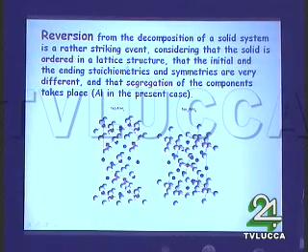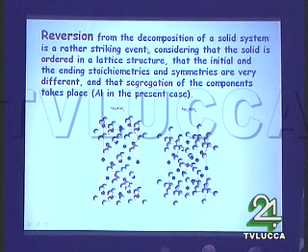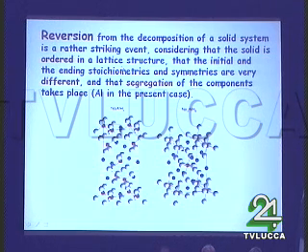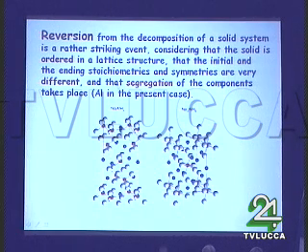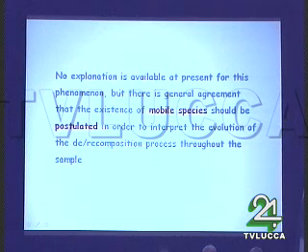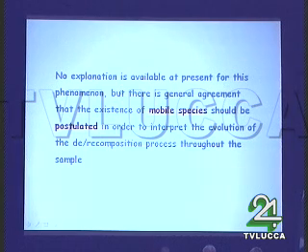The reversion from decomposition of a solid system is a rather striking event, considering that the solid is ordered in a lattice structure, that the initial and ending stoichiometries and symmetries are very different, so from the tetragonal to the monoclinic, and that segregation of the components takes place, like aluminum in the present case. No explanation is available at present for this phenomenon.